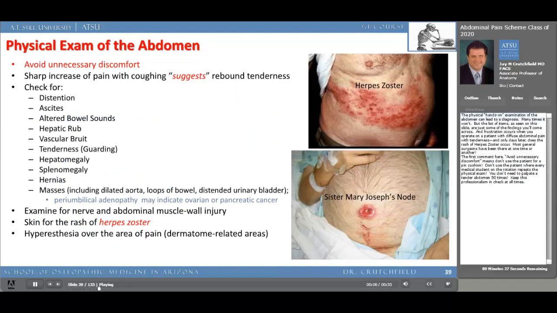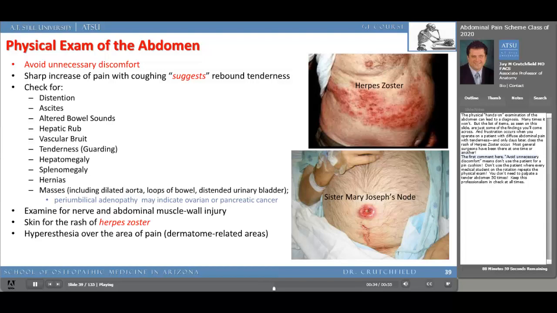The first comment here, avoid unnecessary discomfort, means don't use the patient for a pincushion. Don't use the patient where every medical student on the rotation repeats the physical exam. You do not need to palpate or show the residents or medical students and demonstrate a tender abdomen 50 times. Keep this professionalism in check at all times. Minimize discomfort to the patient.